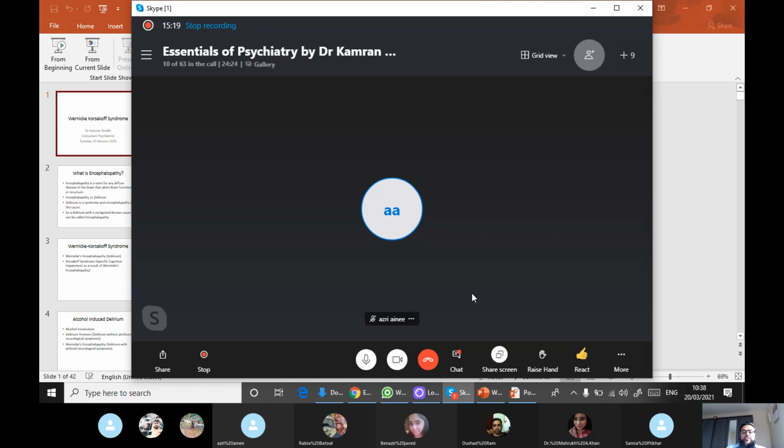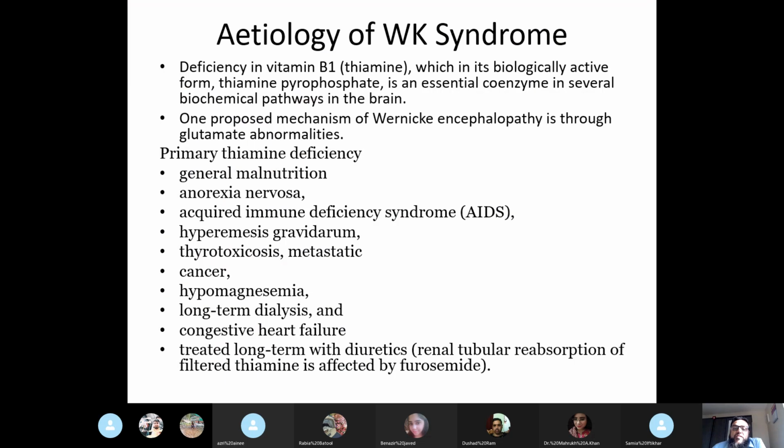Alcohol is the leading severe cause, but it is not the only cause. There are other causes for this. The main cause is thiamine deficiency, and the cause of a vitamin deficiency like thiamine deficiency, the leading cause may be alcohol. So it could also be from generalized malnutrition.